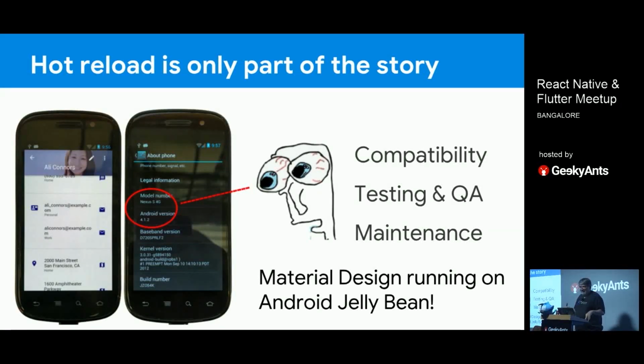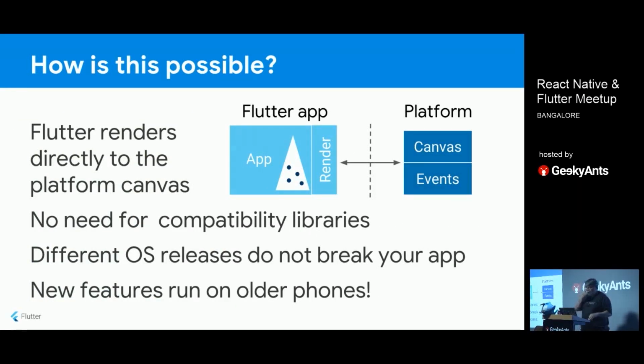That means you also don't have to do all that testing on different platforms, right? You only need to test on one platform each. So that helps a lot. You can be assured that things are going to work. So how is this possible? Again, as I said, the Flutter app is rendering directly. It's using its own widgets. It's controlling every pixel on that screen, which means you're controlling every pixel, because you can write the code to change any pixel on the screen, right? And no need for compatibility libraries.